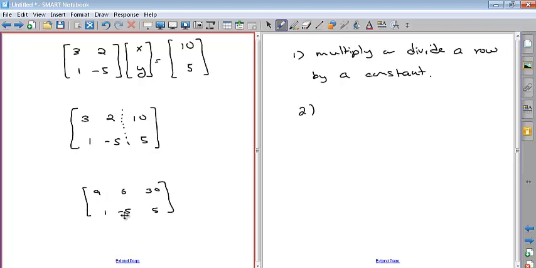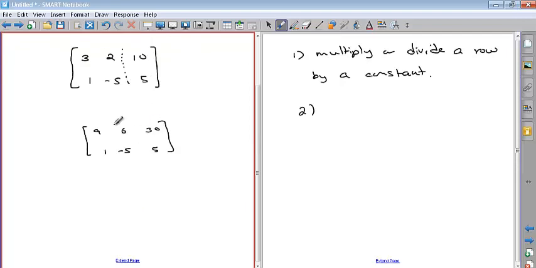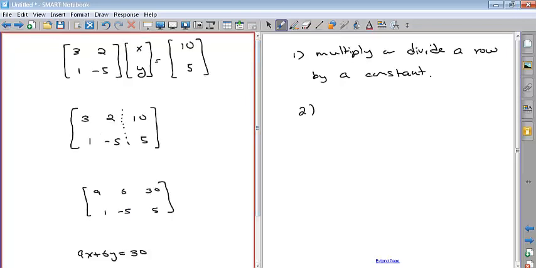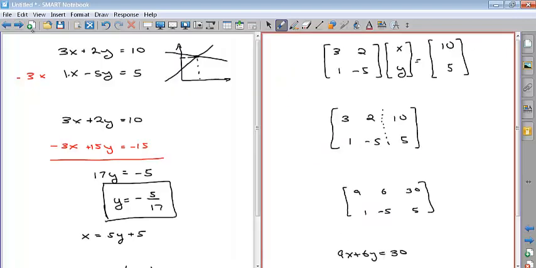Now, the solution for this matrix is going to be the same as the solution for the original matrix. So by doing these, I come up with a different matrix, but I still have the same solution. What this matrix would represent is 9x plus 6y is equal to 30, x minus 5y is equal to 5. And that compares with the original equation.